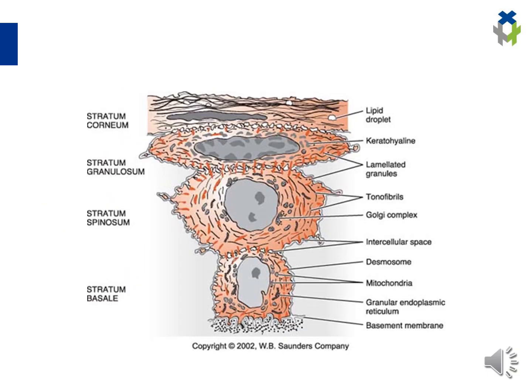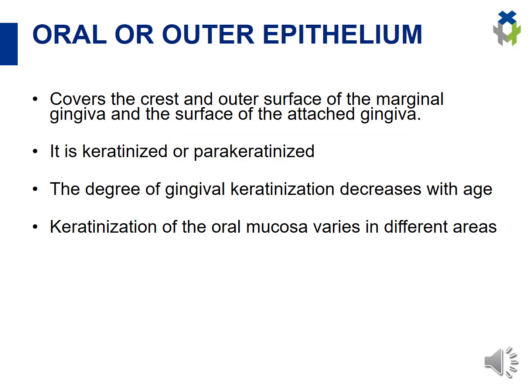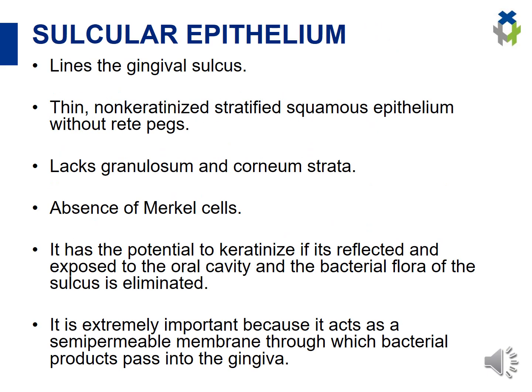As you can see in the picture, the gingival epithelium is composed of stratum corneum, granulosum, spinosum and the basal. The oral or the outer epithelium covers the crest and the outer surface of the marginal gingiva and the surface of the attached gingiva. It is keratinized or parakeratinized. The degree of gingival keratinization decreases with age. Keratinization of the oral mucosa varies in different areas.